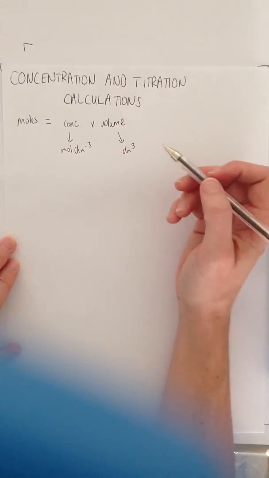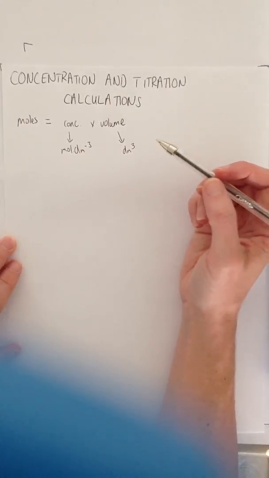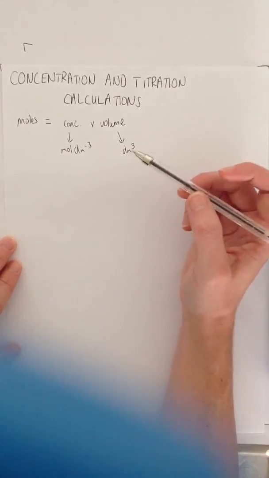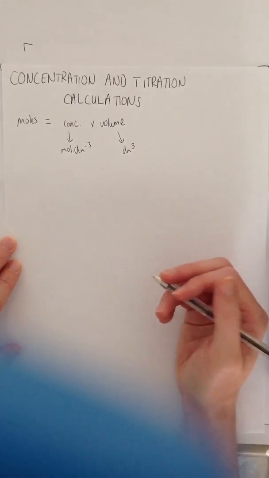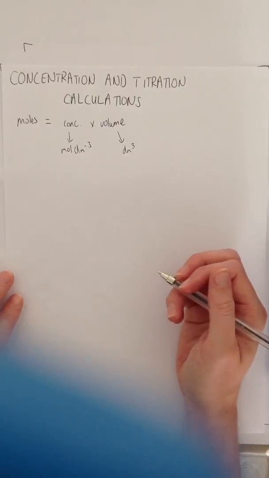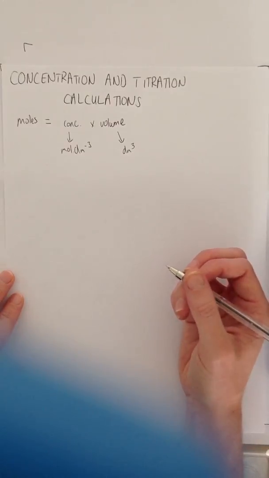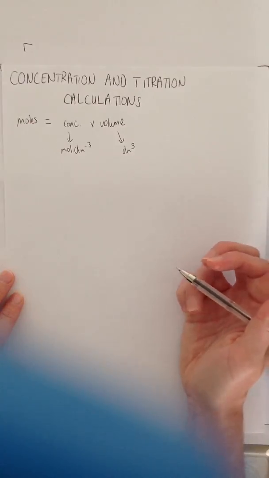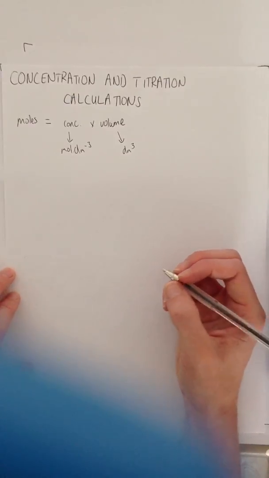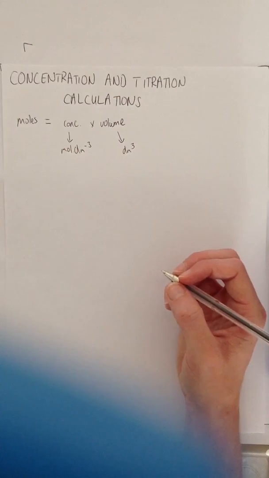When we look at titration calculations, it's important that you're happy using this calculation. Titration calculations follow a supposed or a real experiment and allow us to calculate the concentration of a solution. For this, you need another solution which we need to know the concentration of, and this is often referred to as a standard solution. Let's have a look at an example question.